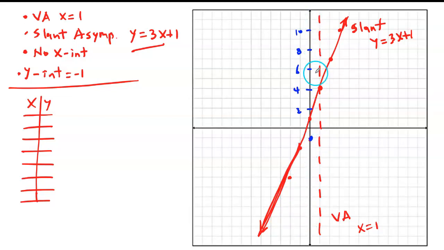Remember, my vertical asymptote will never touch. We can cross horizontal asymptotes, but definitely not vertical asymptotes. So I need values to the left and values to the right. Let's find values here. If this is 1 and this is 0, let's do -1 and -2. That's going to give me some values over here.